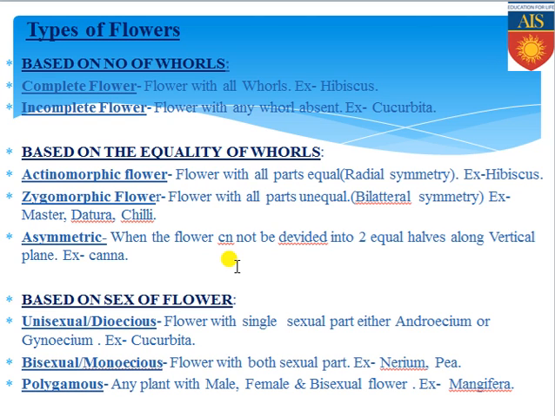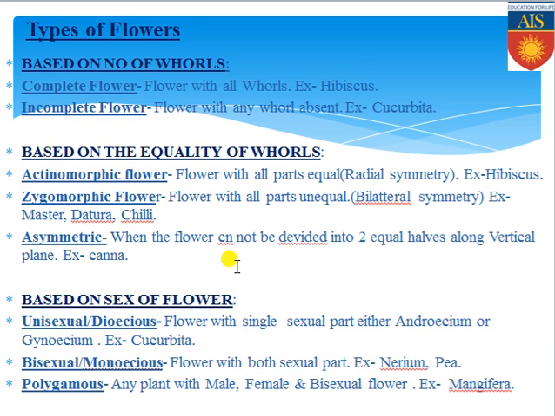Okay. If you come to the next category, we have made the category of the flower based on the equality of the whorls. That means whatever the 4 whorls present in the flower, how much they are equal to each other. If all of the floral parts or all of the floral whorls are equal, and the flower is showing radial symmetry, obviously those flowers are known as actinomorphic flower. So if each and every floral whorl present in the flower structure is equal with each other and showing radial symmetry, then the flower is known as actinomorphic flower.